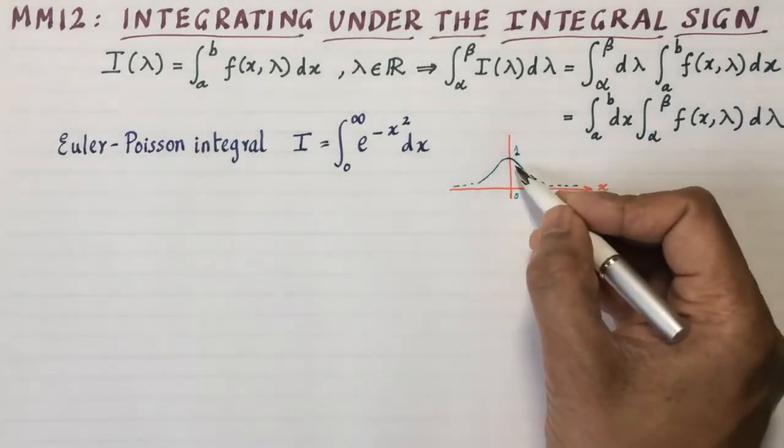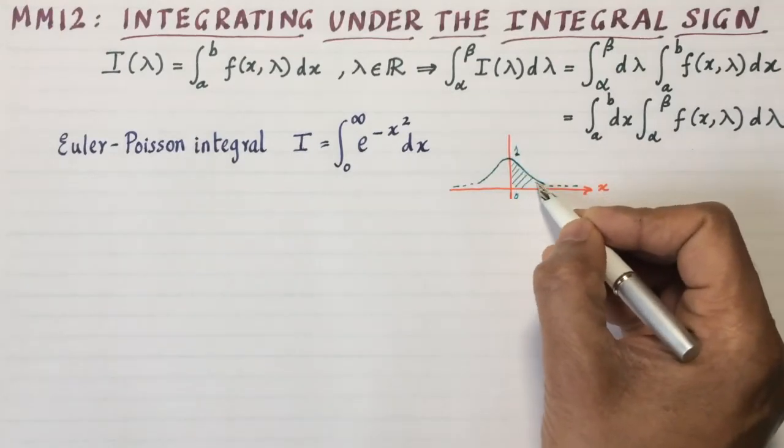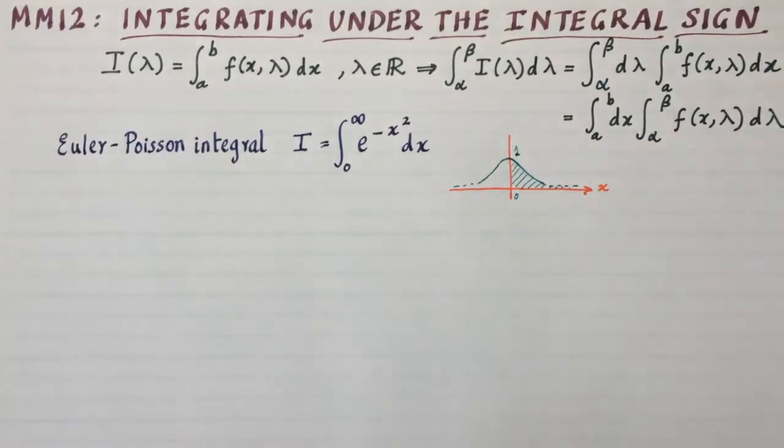Now what we are trying to do is find the area from 0 to infinity, so we are finding half the bell curve's area. When we evaluate the Euler Poisson integral, we will have found half the area, so the full area can be found by doubling it.